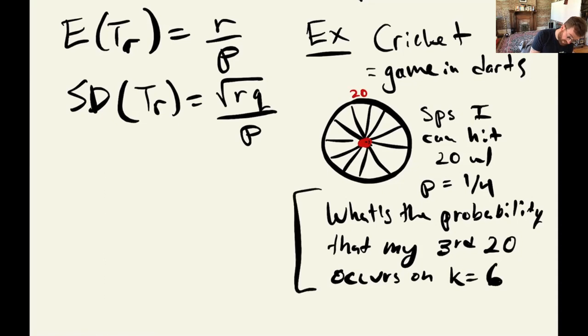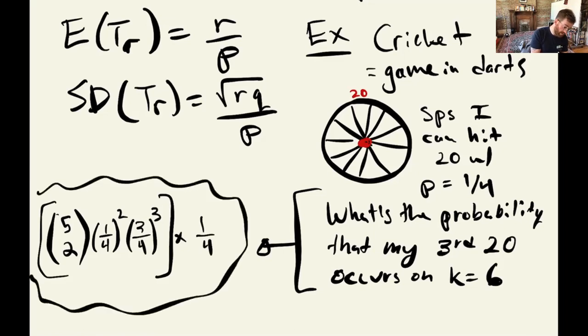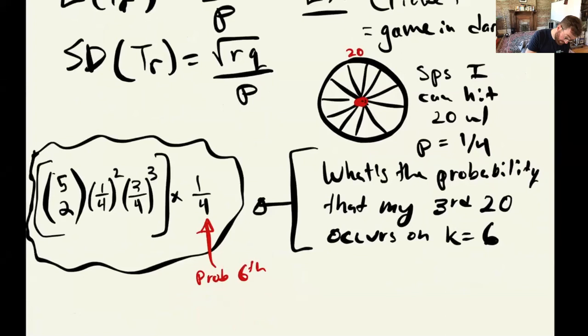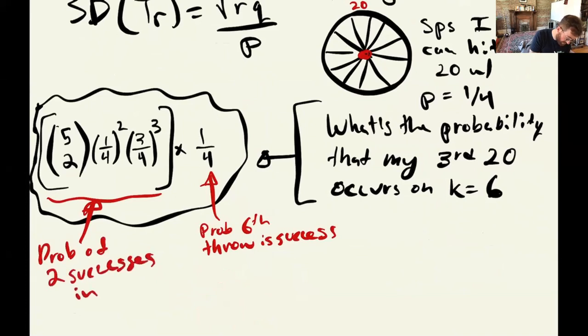Well, if you were to just apply the formula, we need to take five choose two of those throws to be a success, times the probability of those two successes. So that's 1/4 squared. And then 3/4 probability of missing 20 has to occur three times. And then I need to multiply this by a fourth, which again is the probability of my sixth throw being the successful one. And then this is just the probability of two successes in five throws.